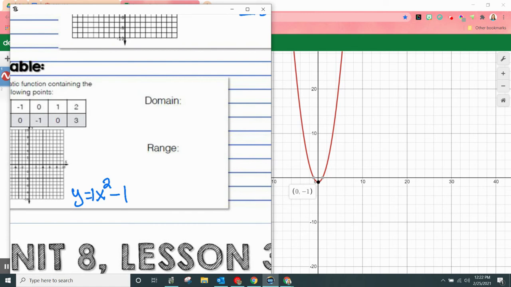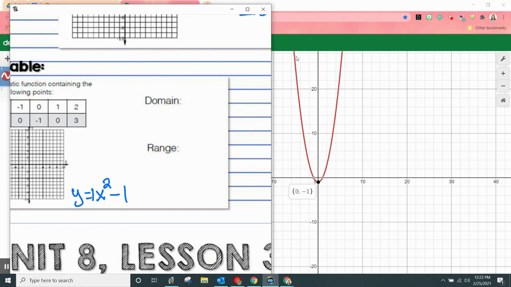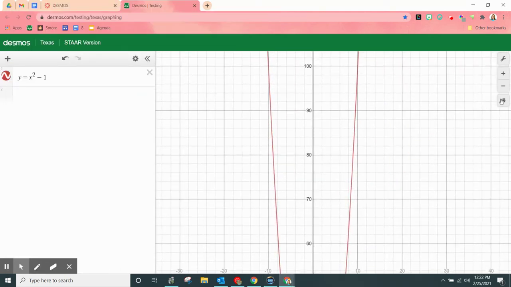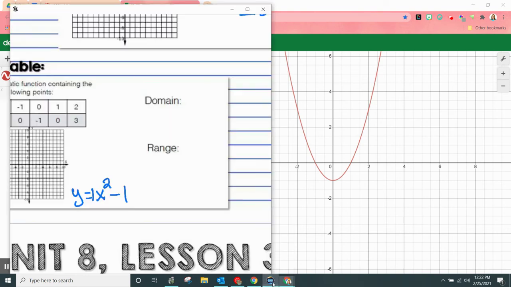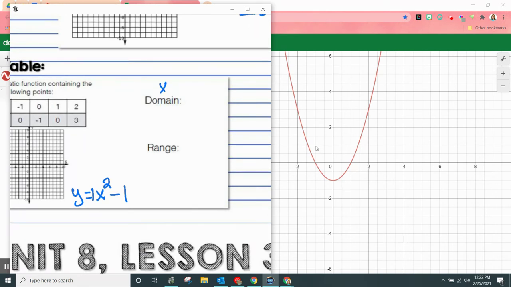So I notice for my domain, this quadratic is getting wider and wider. If you're dragging up, notice how it keeps getting wider and wider and wider. And because we can't box it in left to right, that's where we say for our x values, all real numbers.